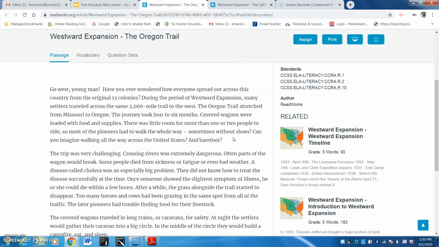After a while, the grass alongside the trail started to disappear. Too many horses and cows had been grazing in the same spot from all of the traffic. The later pioneers had trouble finding food for their livestock.